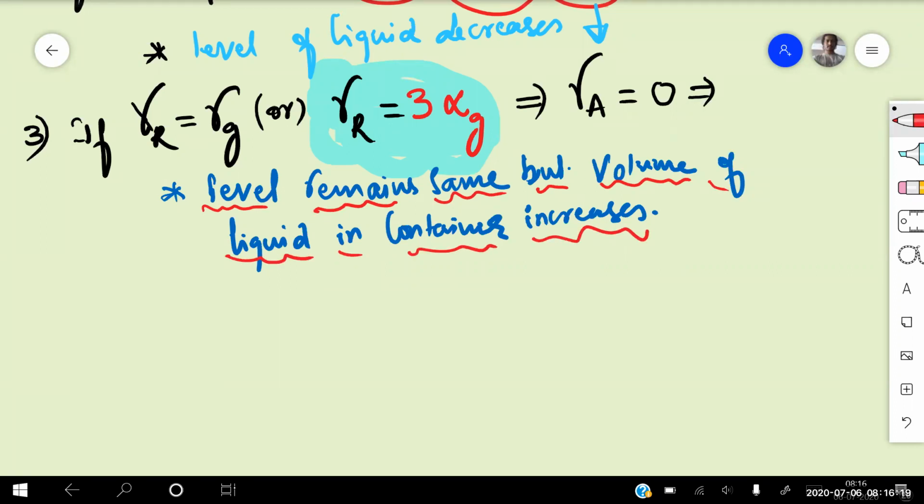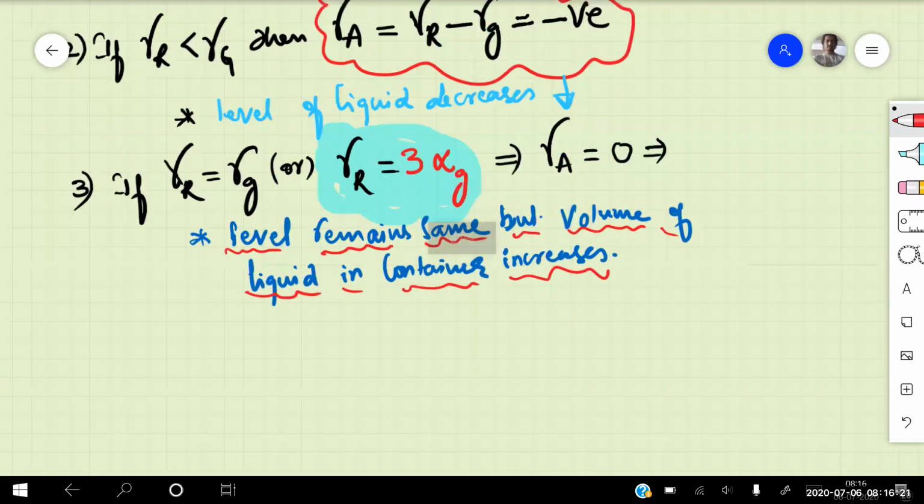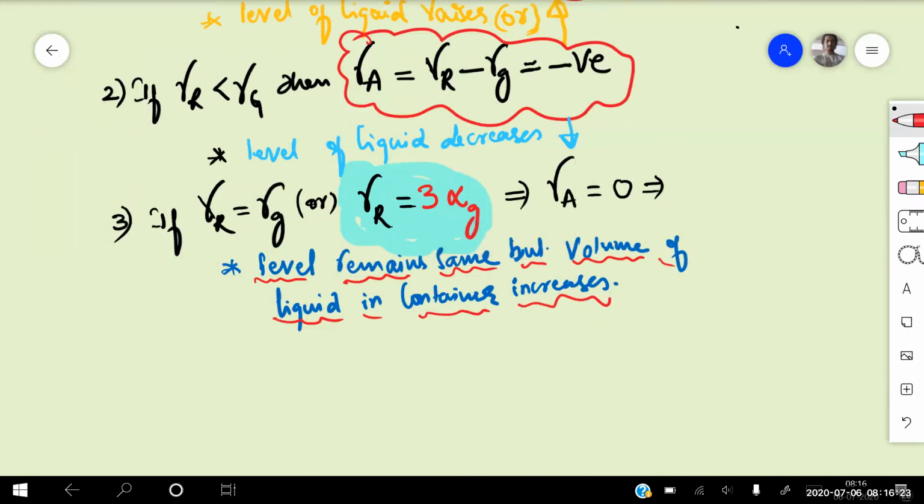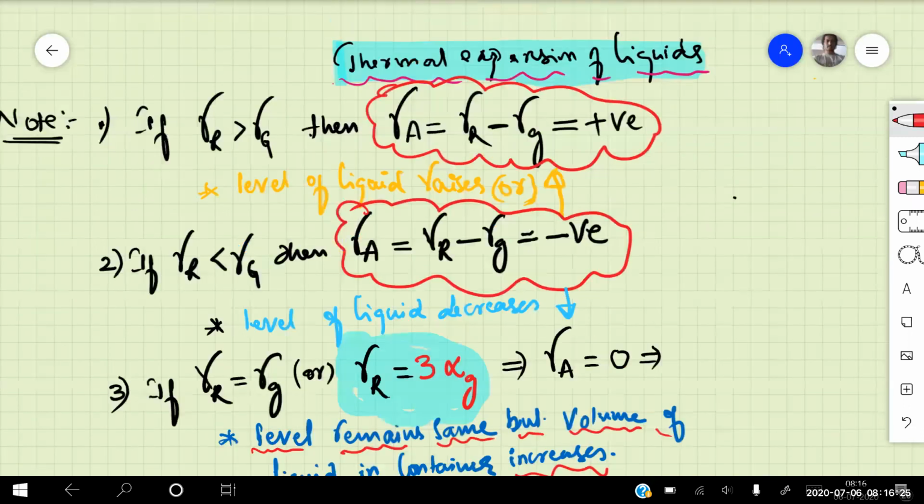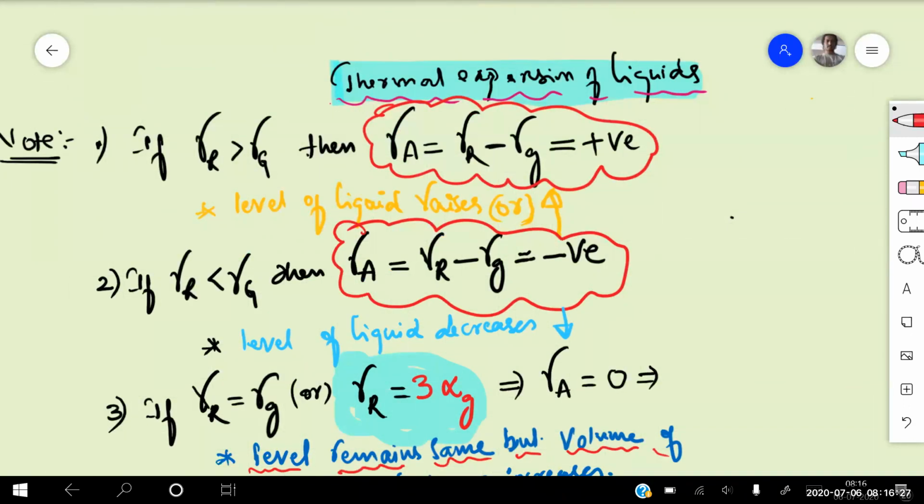So I hope you have got the relation right now, everyone, beta. I'll repeat once again. In the thermal expansion of a liquid, if the coefficient of real expansion is greater than the coefficient of glass, then gamma apparent is equal to gamma r minus gamma glass, which is positive. So the level of the liquid will be rising. If real expansion is lesser than that of glass, then gamma apparent will be negative, so the level of the liquid will be decreasing. If gamma apparent is positive, the level will increase; if negative, it will decrease.